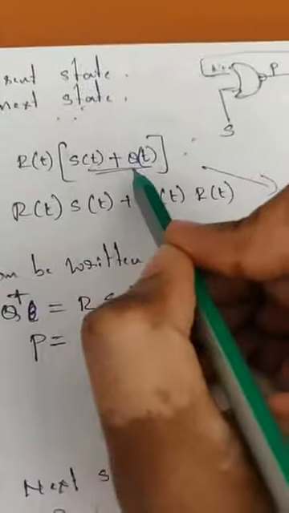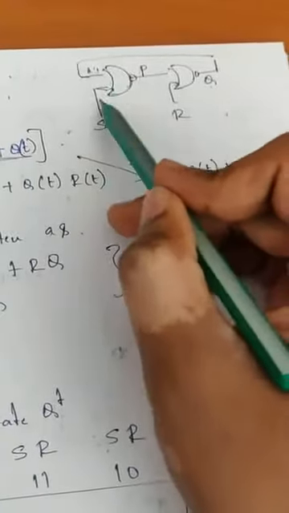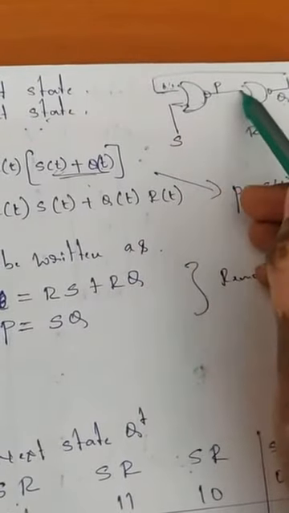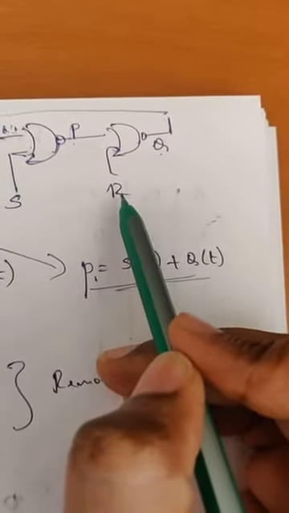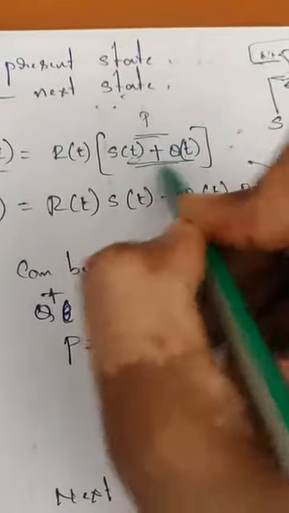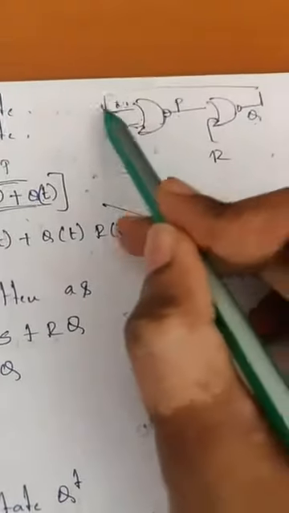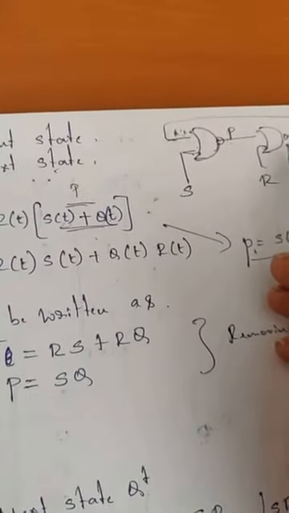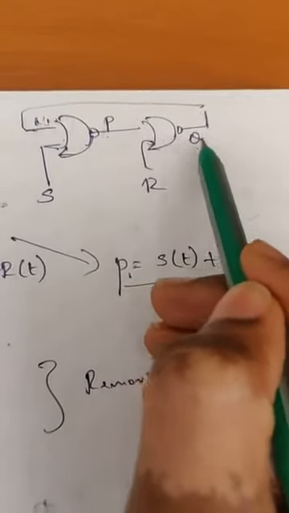These two together refer to p. Q of t plus s of t, both combined together, you are going to get p. That I have written here. The output of p is connected to the input of this NOR gate, whose other input is r. That is what I have written, r into the output of p. To get p, you need q of t plus s of t, where q of t is from the feedback line. To get q of the next state, you need the input r. The output of this NOR gate will be the next state of q.